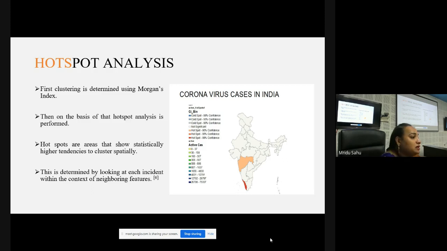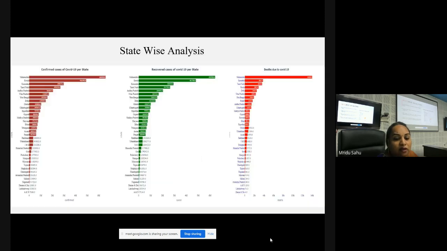especially. That means where, and in what manner, things are grouping more on the basis of geographical information, it will map them accordingly. Then this is determined by looking at each incident within the context of neighboring features. So this is the state-wise analysis. You can see that A and K is somehow very less than Lakshadweep. So is this representation okay? Does it look good?